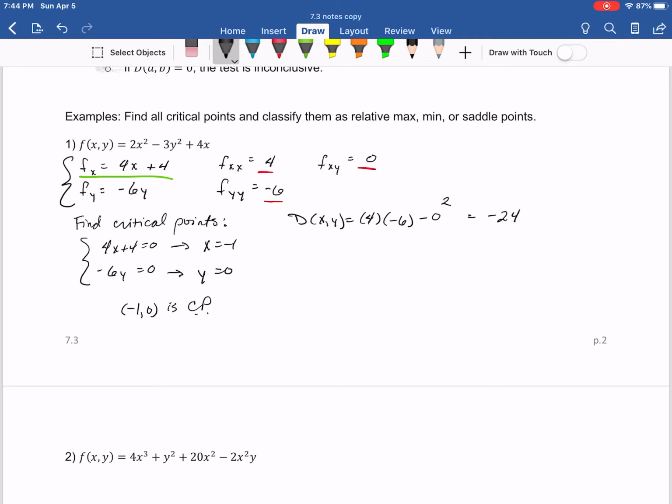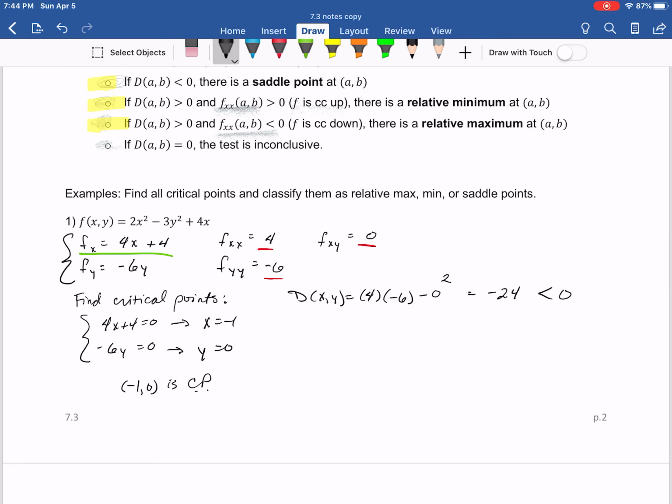-24. This is a negative number that is less than 0. So go back up to those points that we highlighted, and it tells you that if the D(a, b) is less than 0, which it is in this case, no matter what I use for the values of x and y, it doesn't matter. We're always going to get -24, which is negative. That tells you that your critical point, (-1, 0), is a saddle point. And that's it.